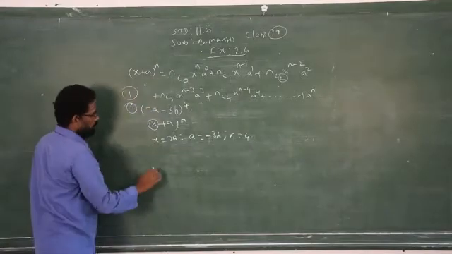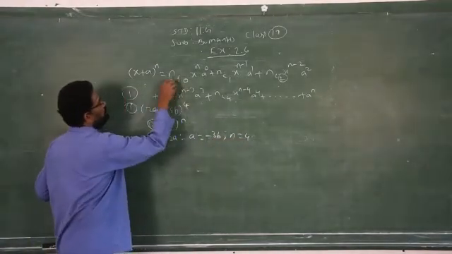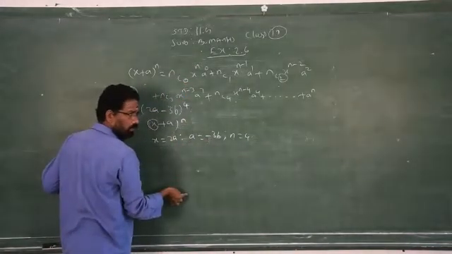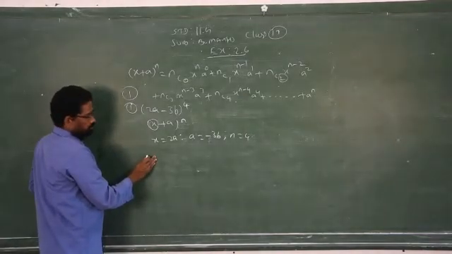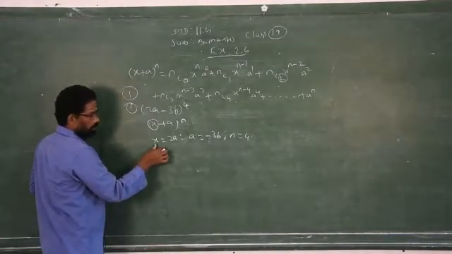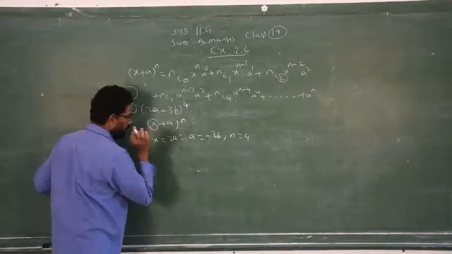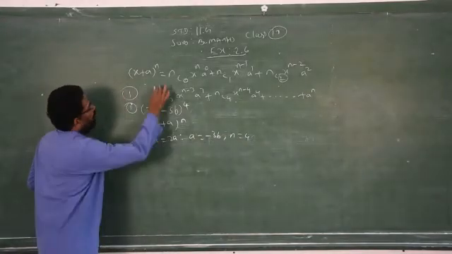Now I am writing n. What is my n? 4. So in the general formula, you have to write the general formula first. Then only you replace. Don't straight away write the answer. You have to write it yourself. After this stage, you write the general formula. In the next step, you replace x, a and n. Are you clear? Now I am replacing that.